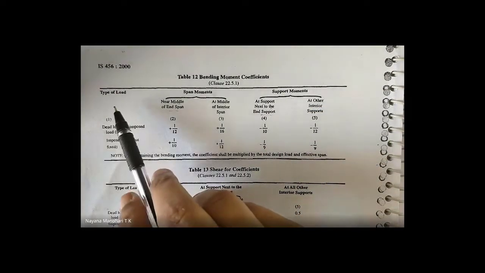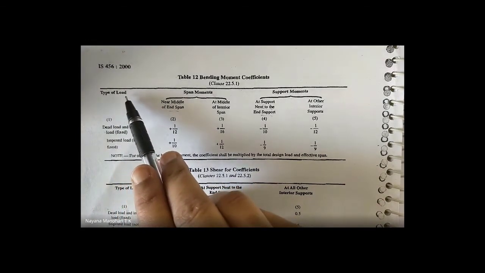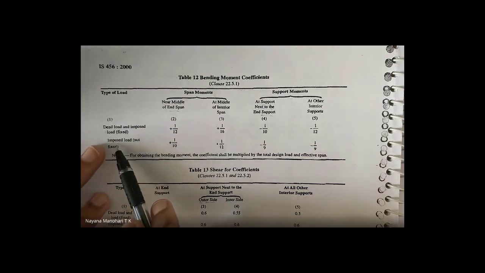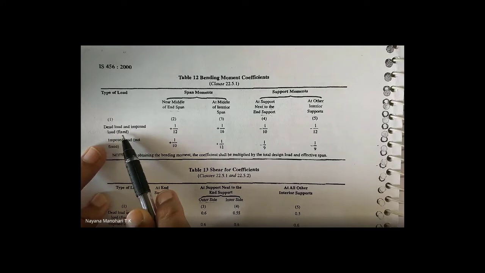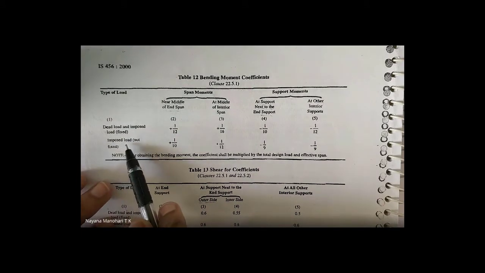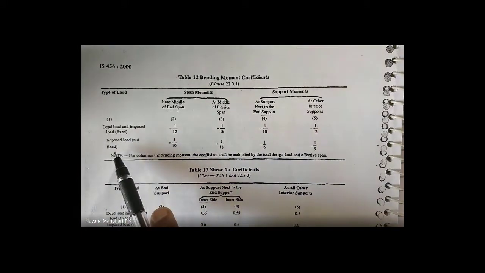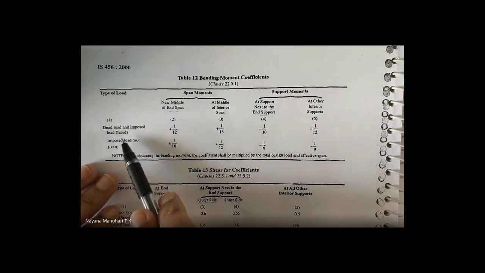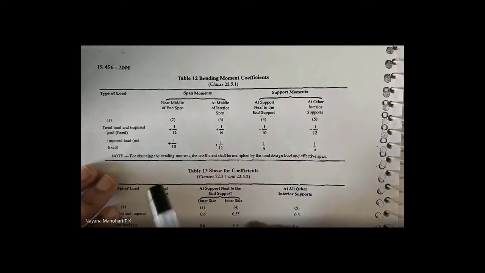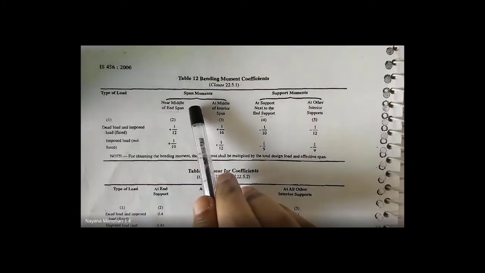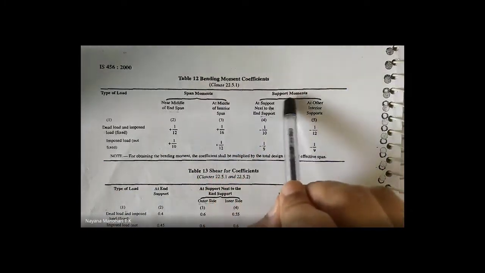Observe the table now. They have given the type of load here. In that, there are two cases of load: dead load and imposed load. The dead load is fixed. Another one, the live load, is not fixed; the live load is going to vary. Separately they have given the bending moment coefficient for two different types of load, that is, dead load as well as the live load. Next is the span moment as well as the support moment.